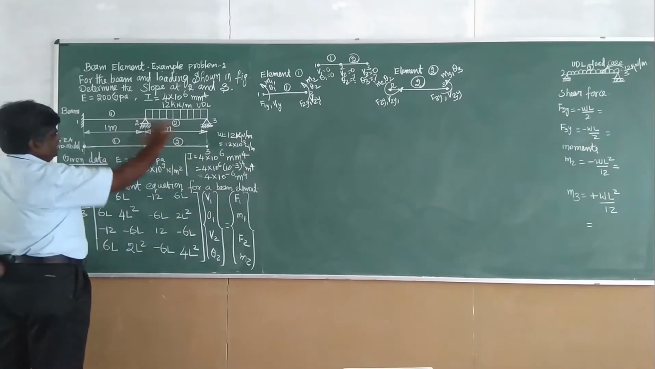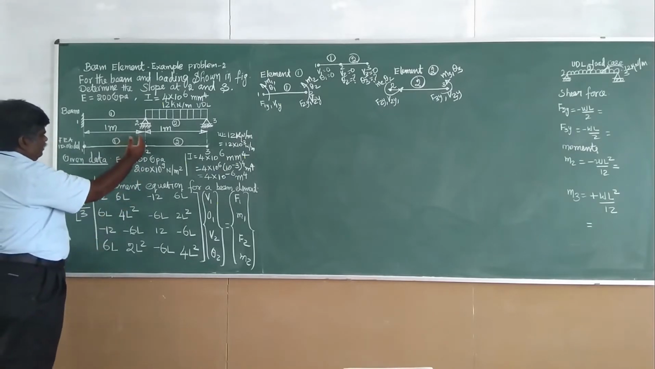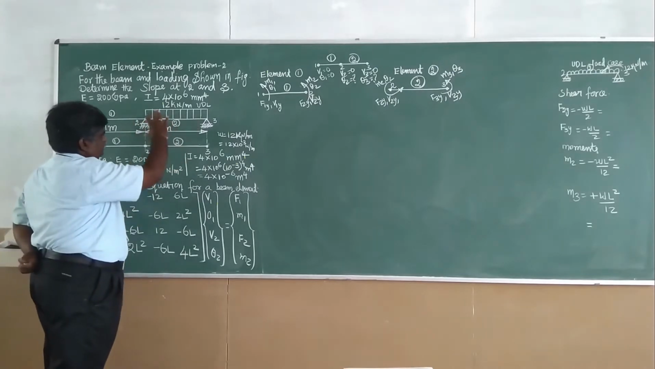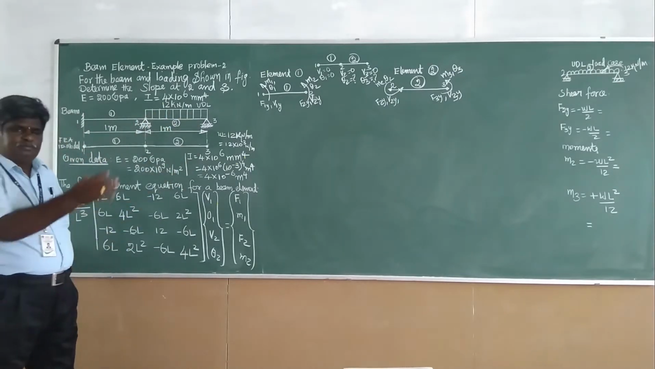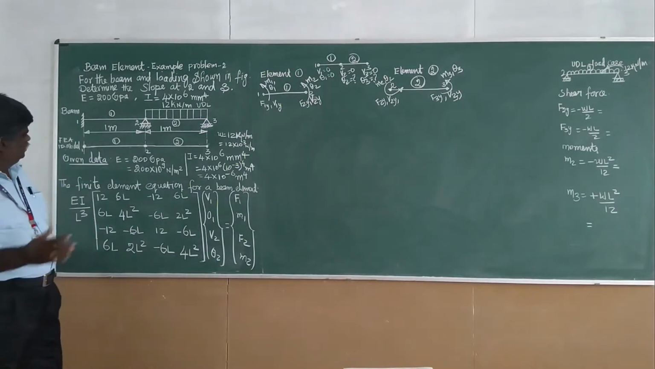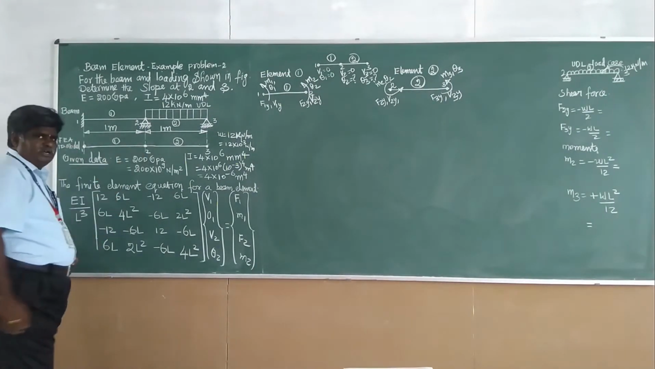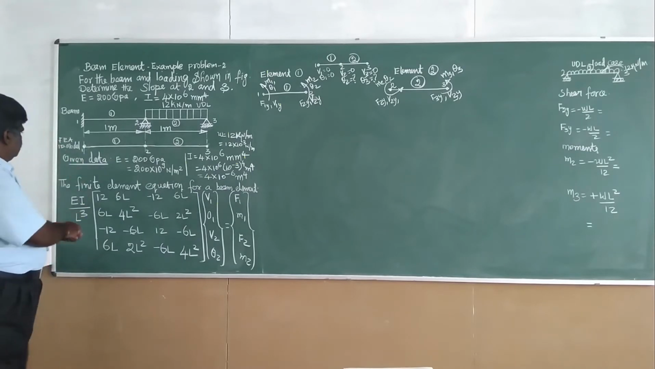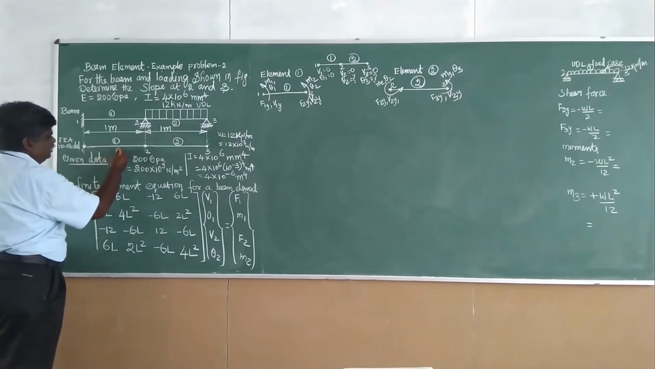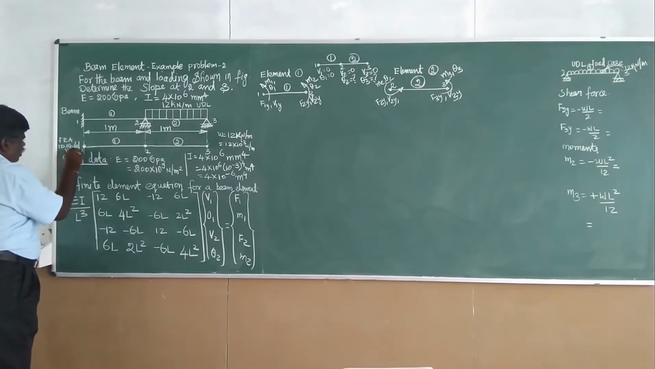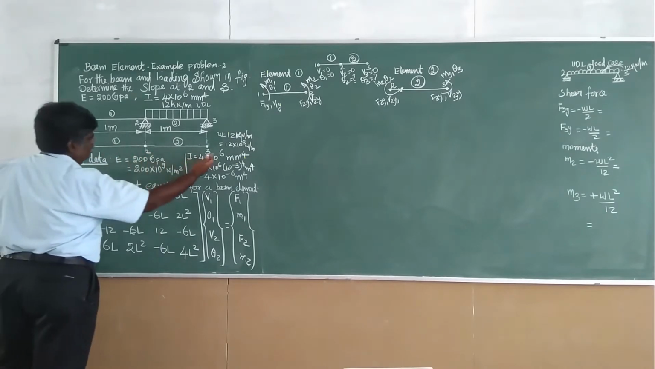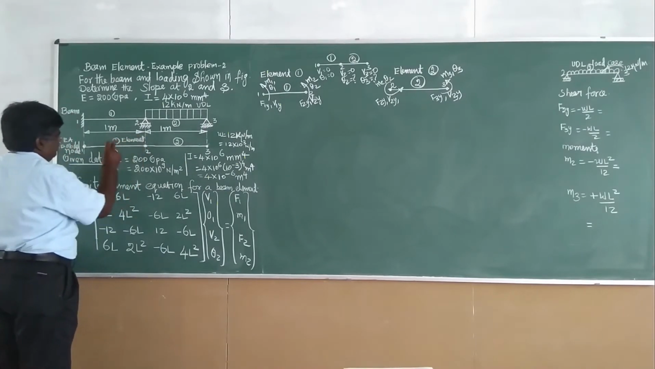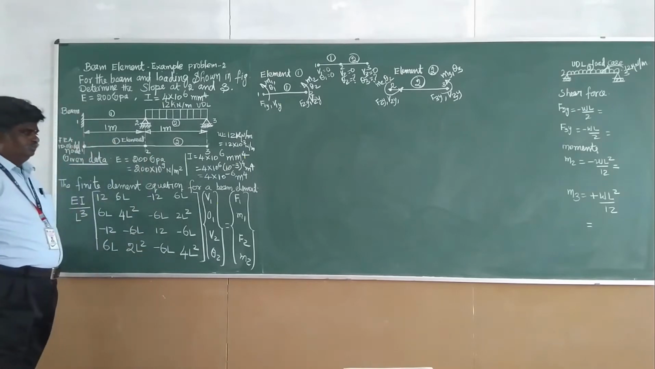The beam has a 1 meter span where a nodal load is acting, and from 2 to 3 a uniform distributed load is acting. Based on the discretization approach, we divide it into 2 elements. This is the FEA discretization model. Then we give the numbers: node 1, node 2, node 3, then element 1 and element 2.